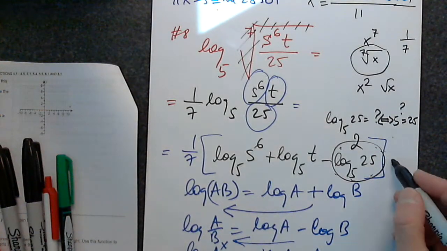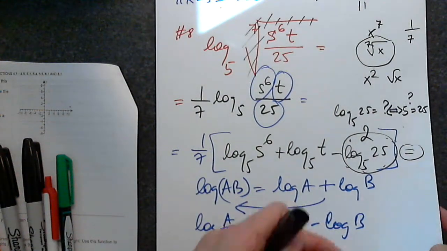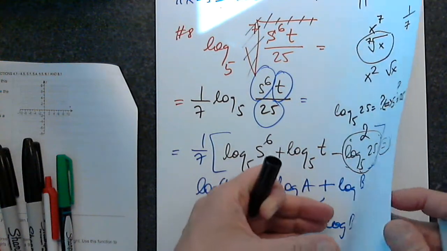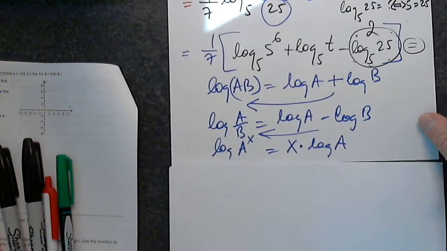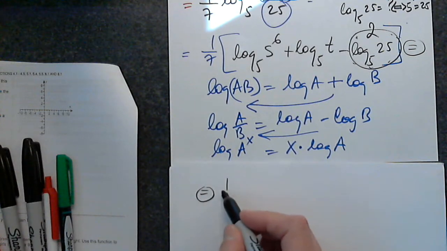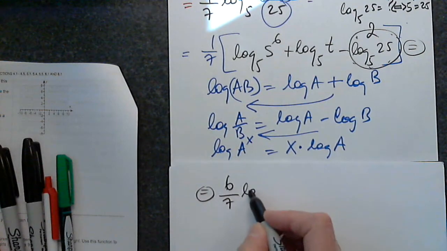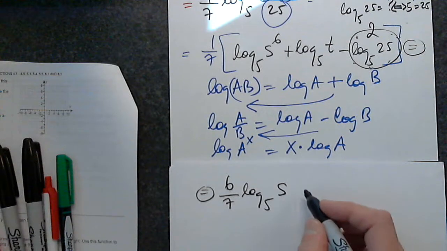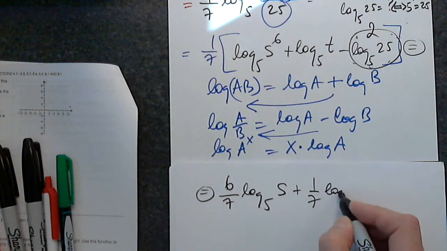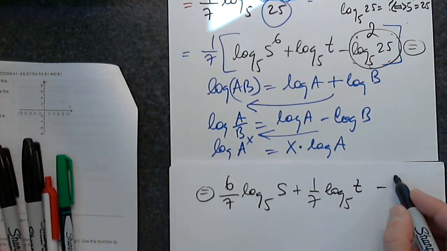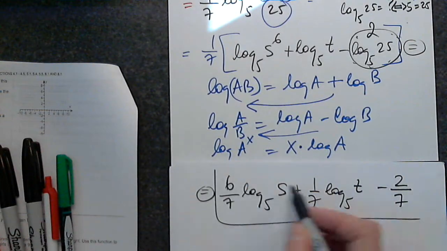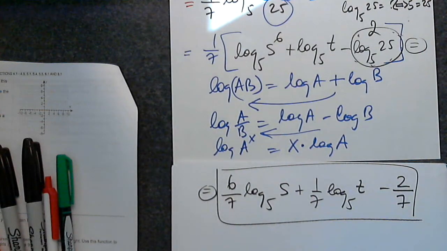So let's write the final form now. We are also distributing 1 over 7 to all three terms. So 6 over 7 log base 5 of s plus 1 over 7 log base 5 of t minus 2 over 7. And this is completely expanded. We applied all properties. We applied the product, the quotient, and the power rules.